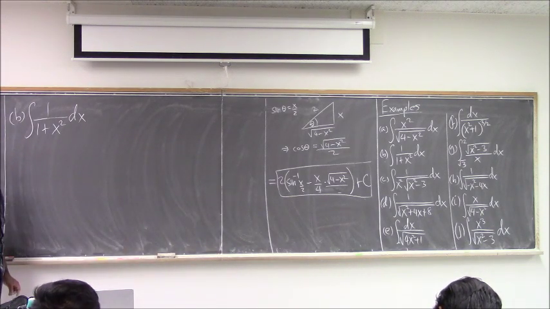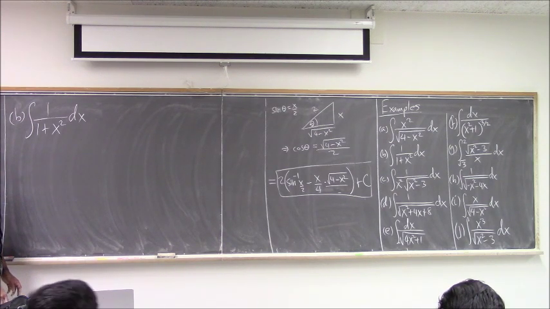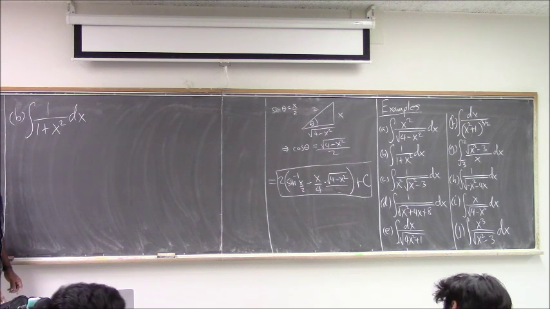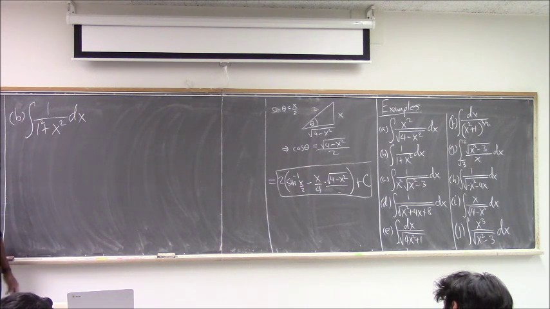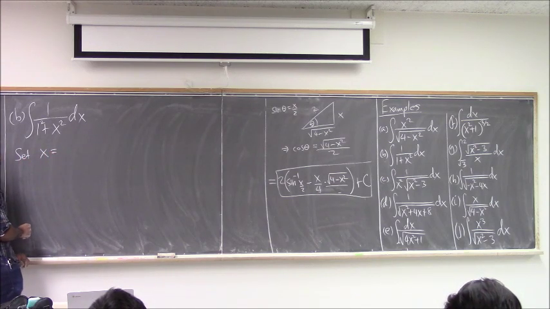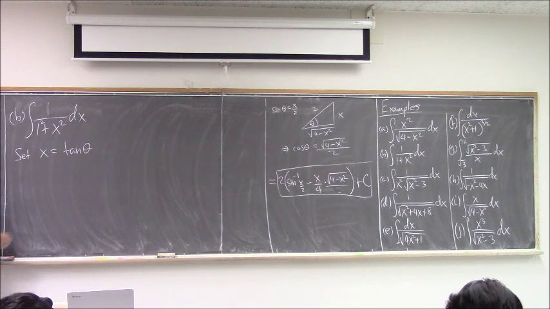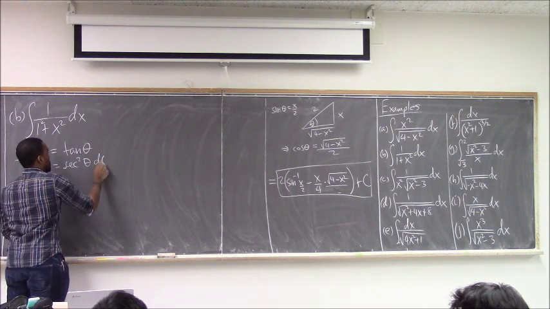Give me a guess, the wrong one. What do you notice? A squared plus x squared. It's an a squared plus x squared, because it's 1 squared plus x squared, which means your a is 1 in this case. What would you set x to? 1 tangent. Your dx would be secant squared d theta.